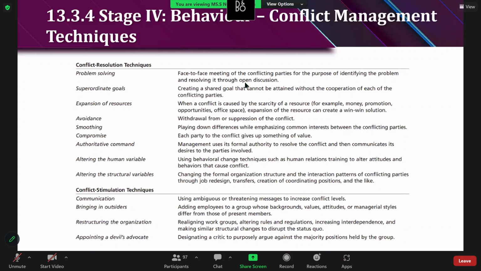And finally, appointing a devil's advocate. That means designating a critic to purposefully argue against the majority's position or the majority's point of view.